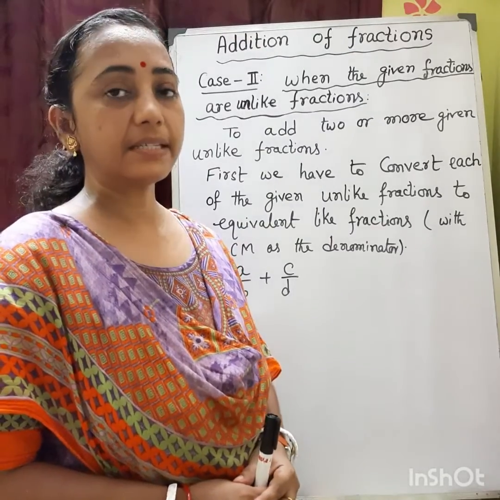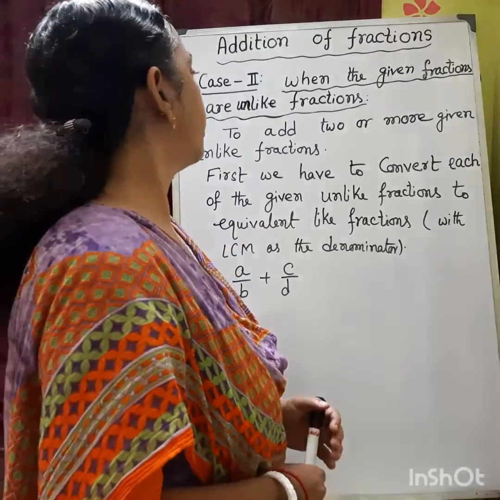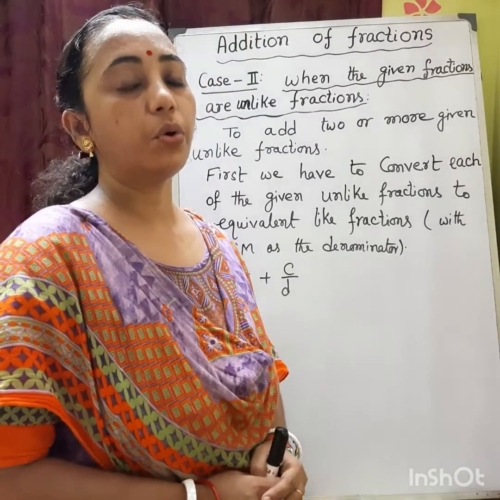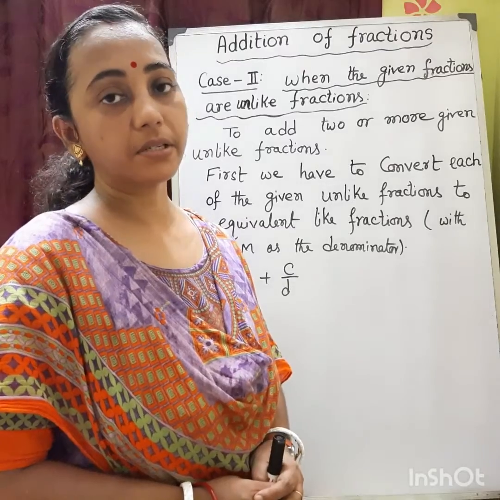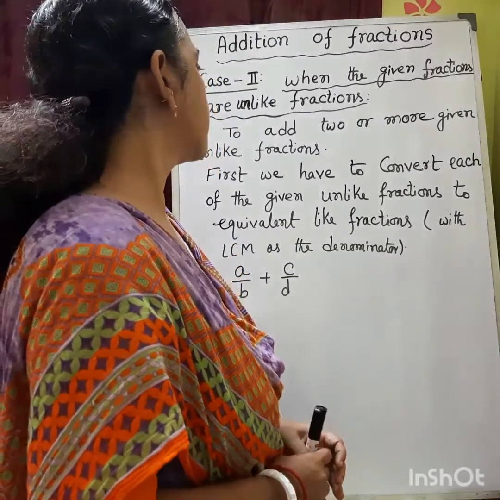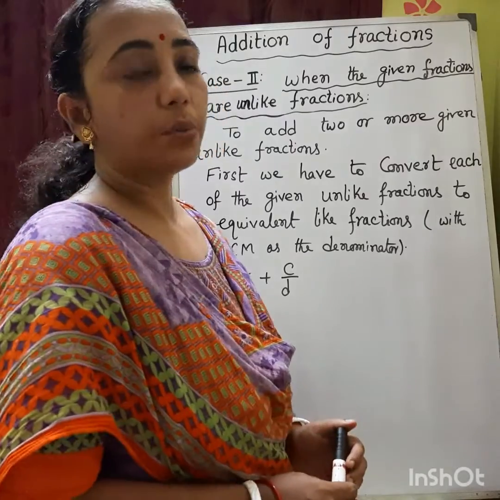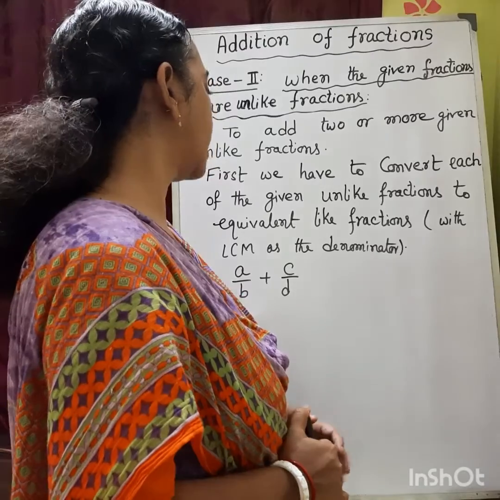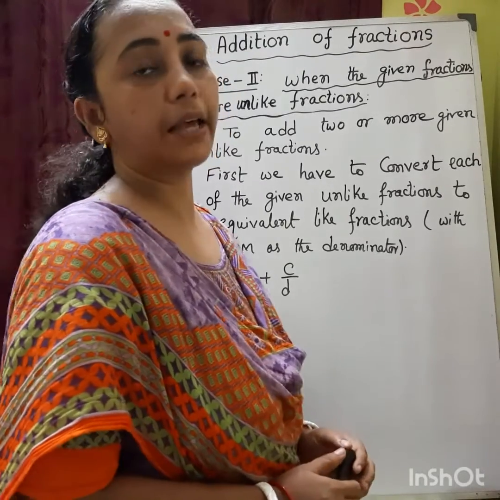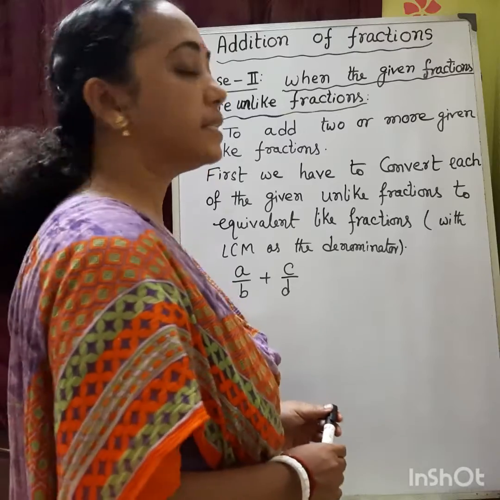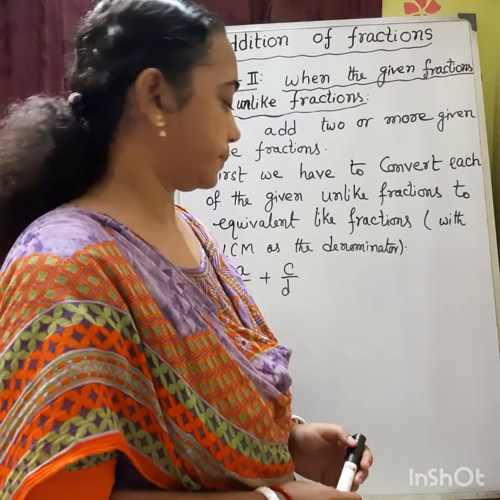Now let us consider the second case when the given fractions are unlike fractions. We know unlike fractions are the fractions having different denominators. So in this case, to add two or more given unlike fractions, first we have to convert each of the given unlike fractions to equivalent like fractions with LCM as the denominator.